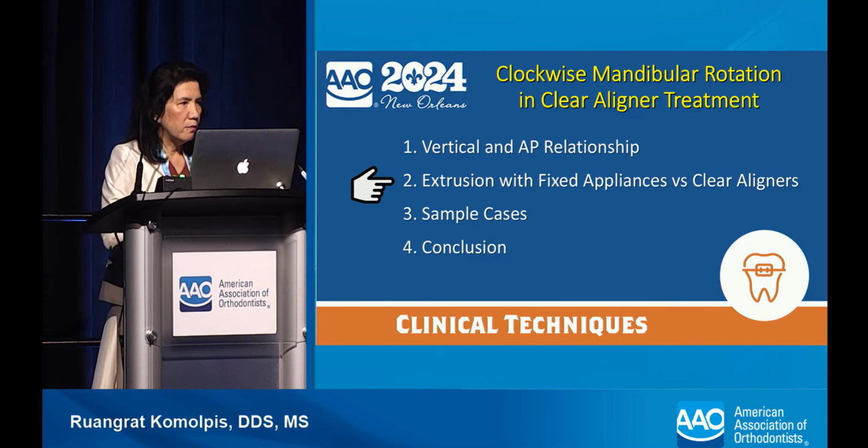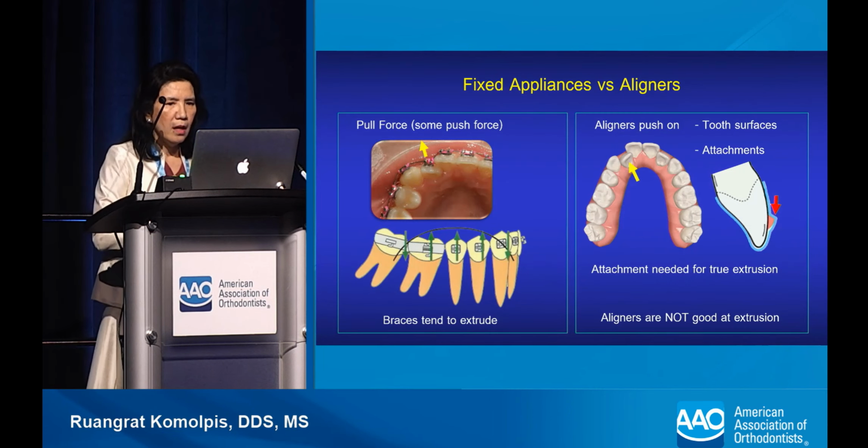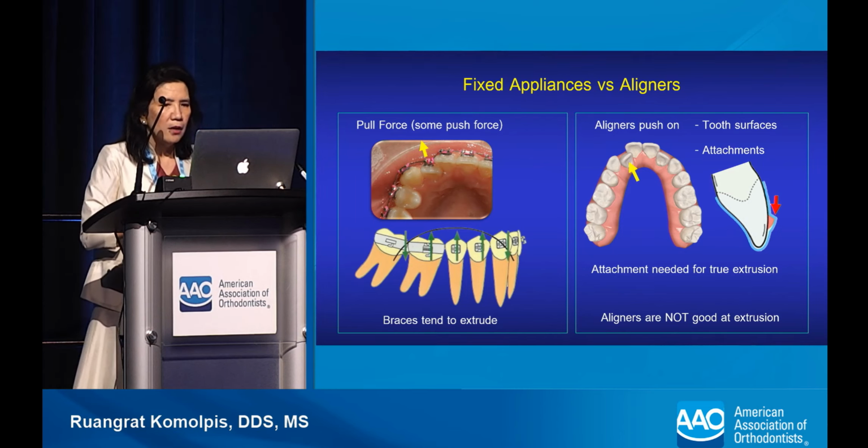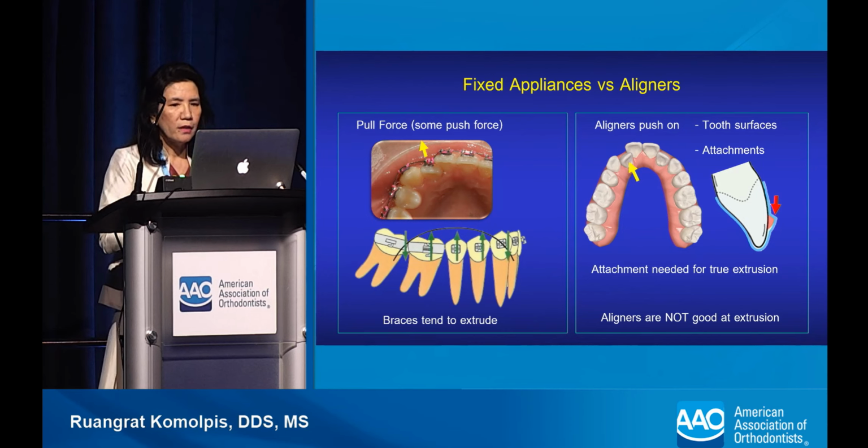What about extrusion with fixed appliances versus clear aligners? Comparison between fixed appliances and clear aligners. Braces mostly give a pull force, but aligners only give a push force. And aligners push on either tooth surfaces or on attachments. To have true extrusion, we need the attachment, so the aligner can push on the attachment. So aligners are not good at extrusion, while braces tend to extrude teeth.